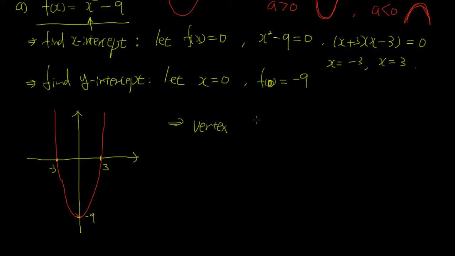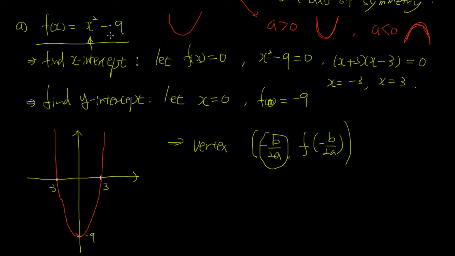Remember the vertex from our previous video? It says negative b over 2a, and f of negative b over 2a. Remember that part? That was the vertex part. So let's figure out this first. Well, in here, what are our a, b, c? Our a is 1. Our b, we do not have the middle x term, so it must be 0. And our c is negative 9.